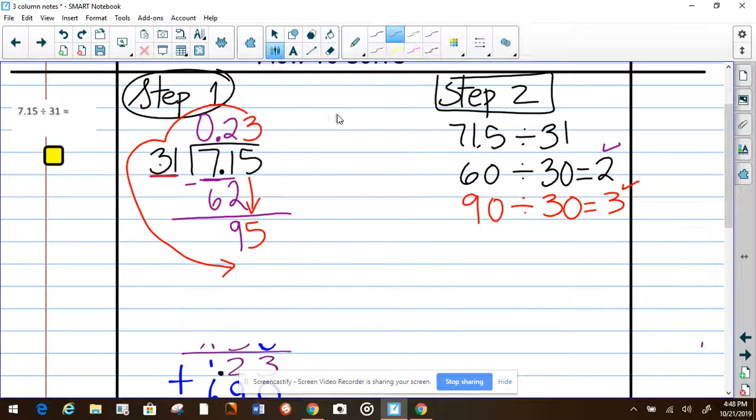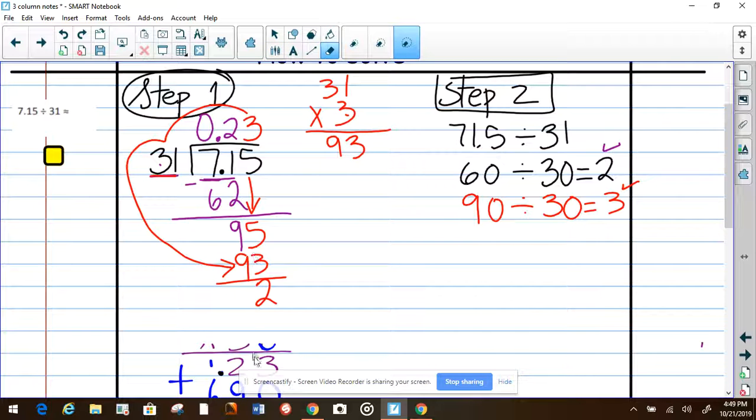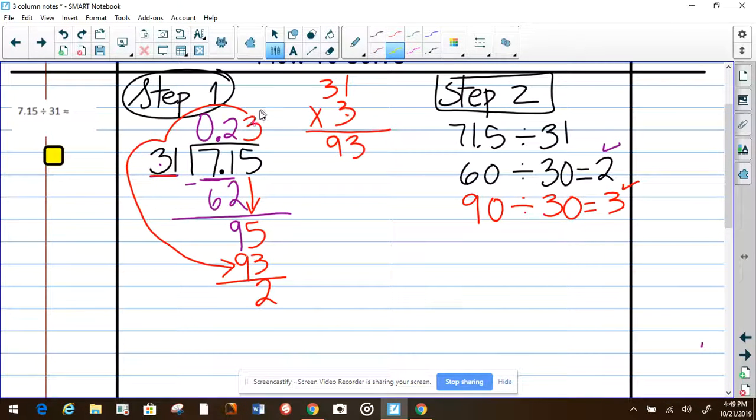So it's 3 times 31. 3 times 1 equals 3, 3 times 3 equals 9. So the answer is 93. And the remainder is 2, as you can see clearly there. So now we know the quotient. Here's the quotient. And now we're going to verify that the answer is correct. We're going to multiply the quotient times the divisor, and that should give us the dividend.